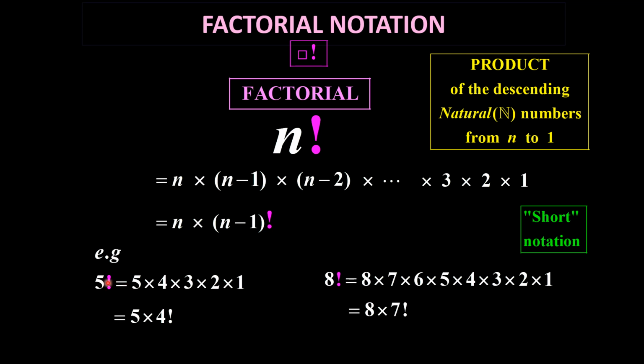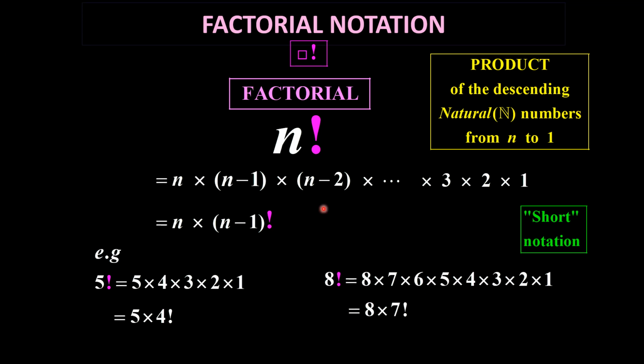short way. Or if I had 7 plus 7 plus 7 plus 7 plus 7, I can just write it as 7 times 5. So like the repeated multiplication or repeated addition, this factorial is just an abbreviated way of writing a product of descending natural numbers up to the number 1.